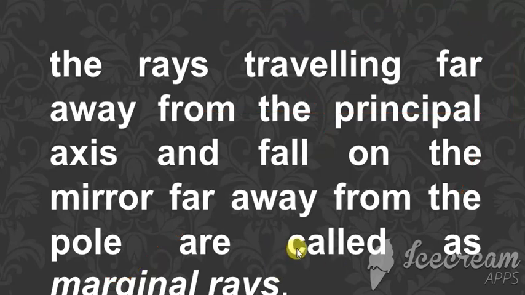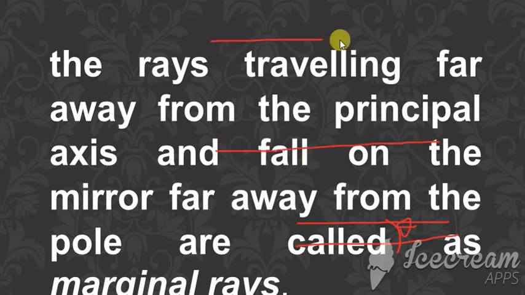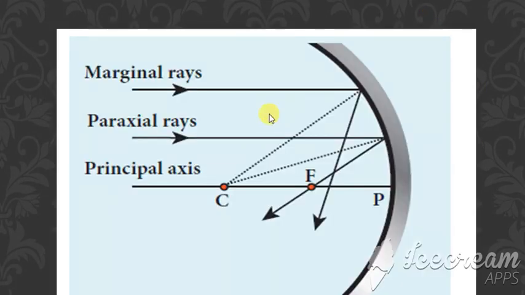Paraxial, what is it? The ray which is very close to the principal axis and has only small angles. Okay, so that is called as a paraxial ray. Marginal ray is very far away, that is what? Very far away from the pole. Okay, so that is called as a marginal ray. So this is a paraxial ray which is close to the principal axis. Okay, and this is a marginal ray which is far away from the pole. Clear? So using this diagram, I think you will become more clear, is it not?